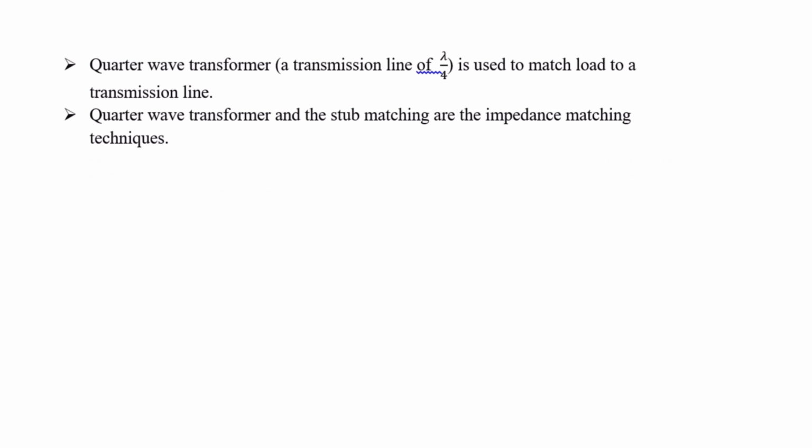Some key points. Quarter wave transformer: quarter wave means lambda by 4. So a transmission line of lambda by 4 length is used to match a load to a transmission line. And this quarter wave transformer and stub matching are the impedance matching techniques. There are two impedance matching techniques: one is quarter wave transformer and the other is stub matching.